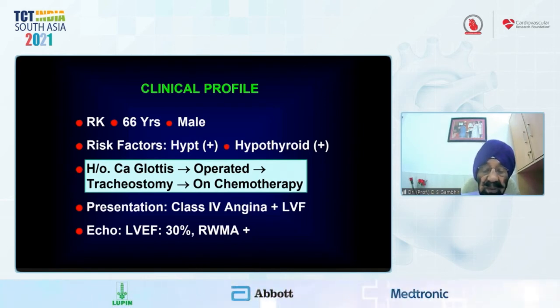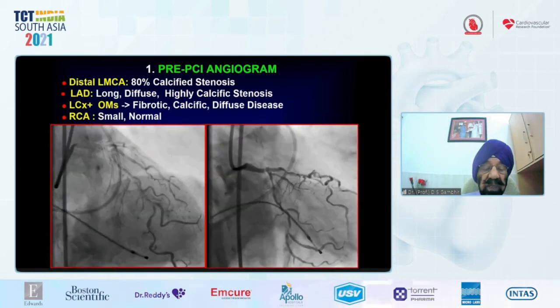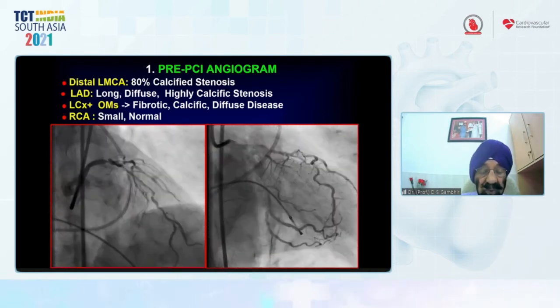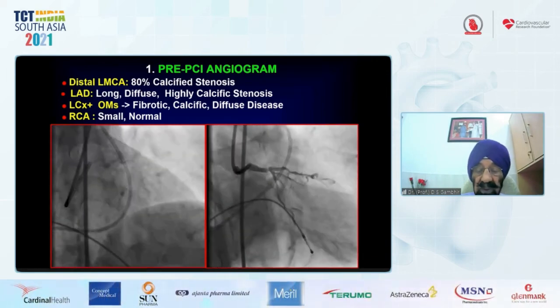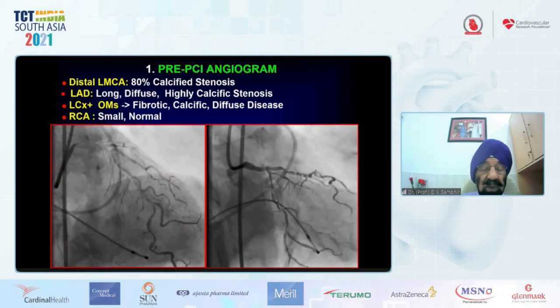He presented with class 4 angina and acute left ventricular failure. Ejection fraction was 30%. So he was initially treated medically, and then after he was stabilized, we showed it to surgeons who refused to operate upon him because the patient was on chemotherapy.